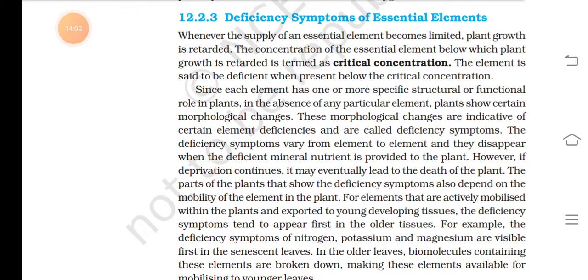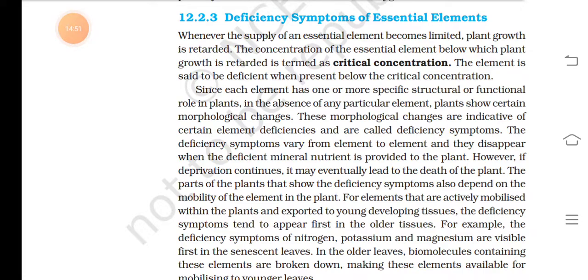Since each element has one or more specific structural or functional roles in plants, in the absence of any particular element, plants show certain morphological changes. These morphological changes are indicative of certain element deficiencies and are called deficiency symptoms. Deficiency symptoms vary from element to element and they disappear when the deficient mineral nutrient is provided to the plant. However, if deprivation continues, it may eventually lead to death of the plant.